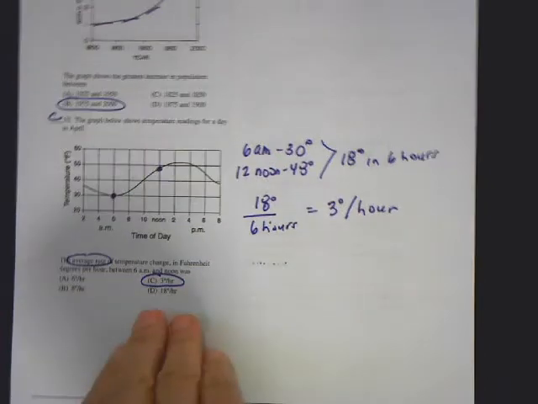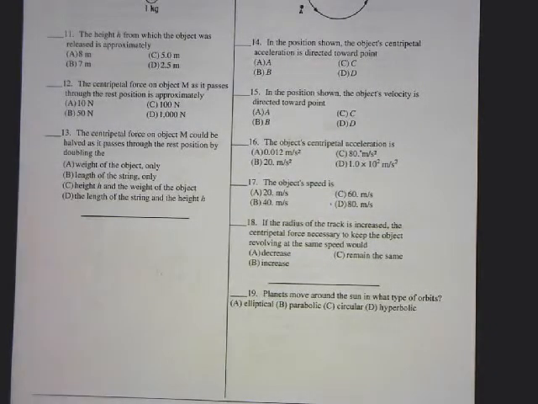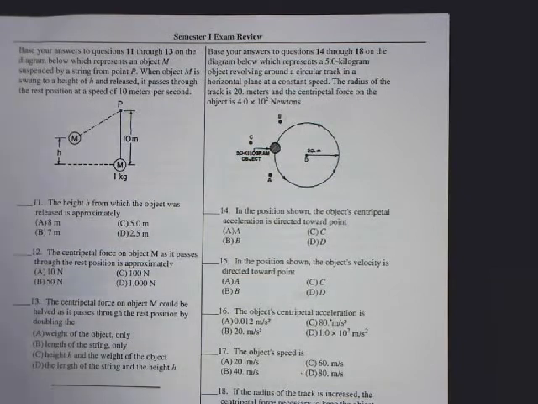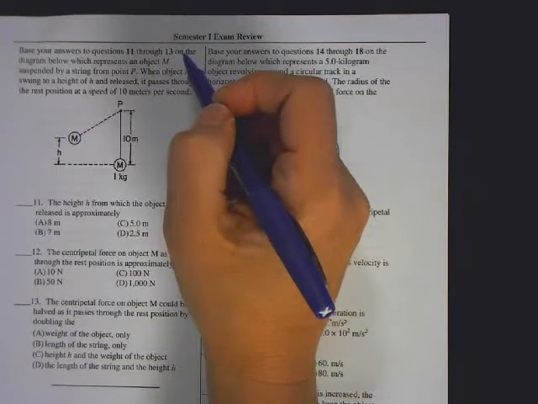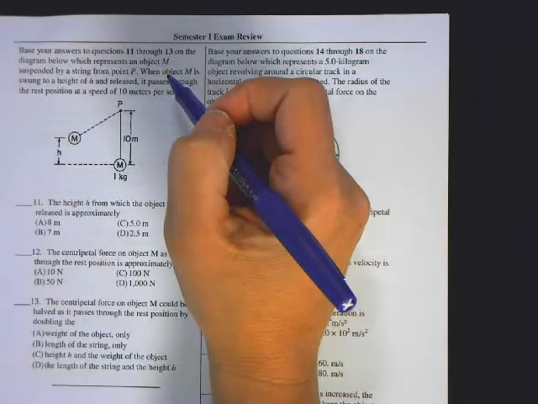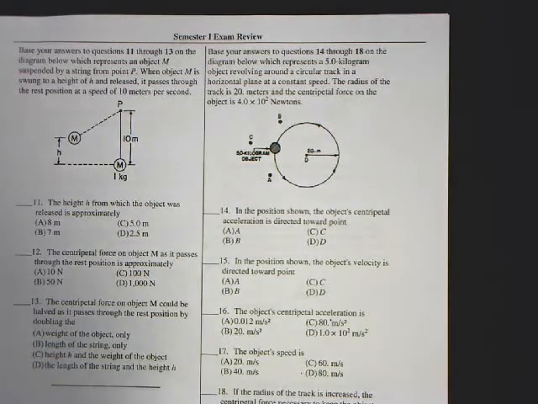All right, let's flip over to page 3. Okay, now what we're doing now is conservation of energy. So it says base answers to questions 11 to 13 on the diagram below, which represents an object M suspended by a string from point P. When object M is swung at a height of h and released, it passes the rest position at a speed of 10 meters per second. The height h from which the object will be released is approximately.